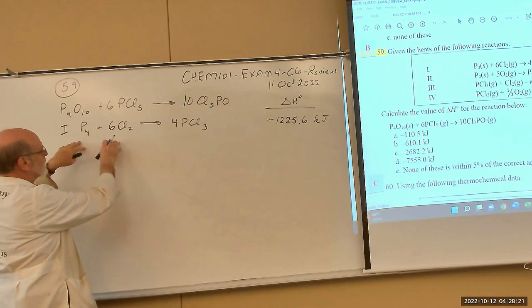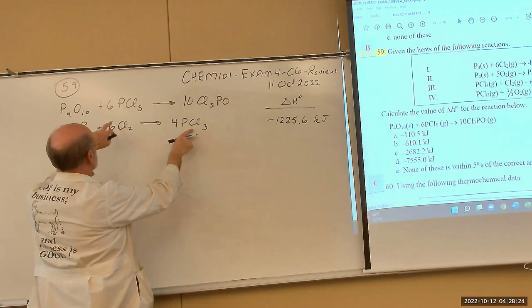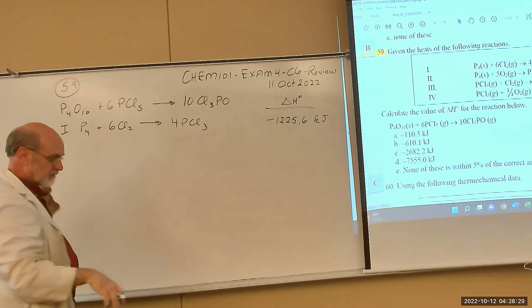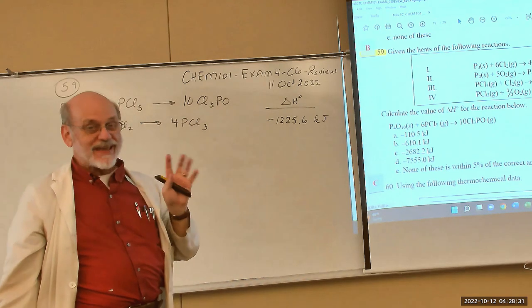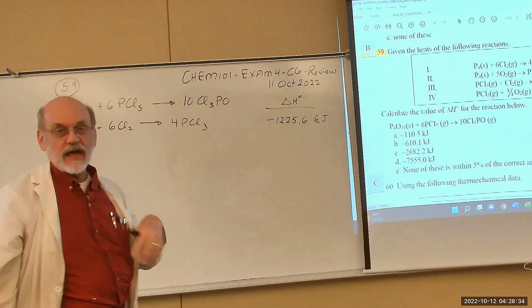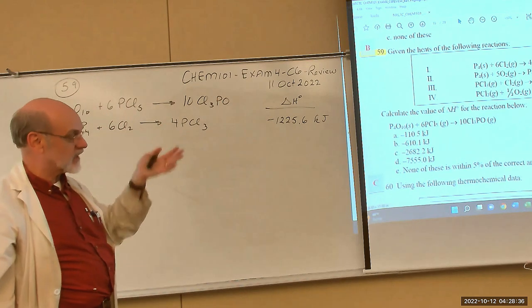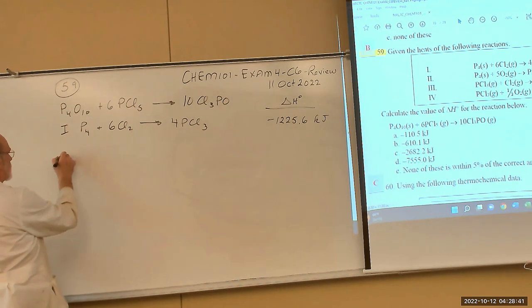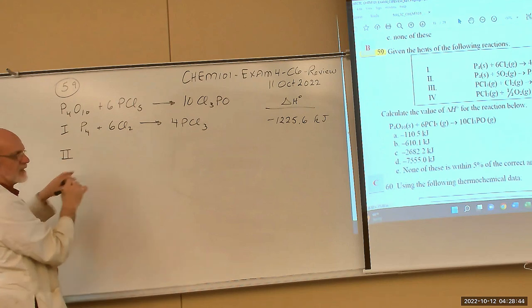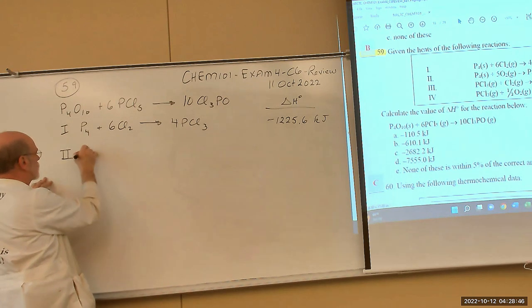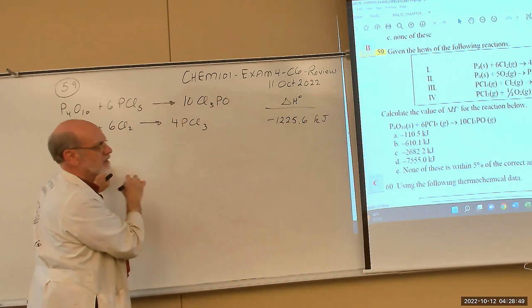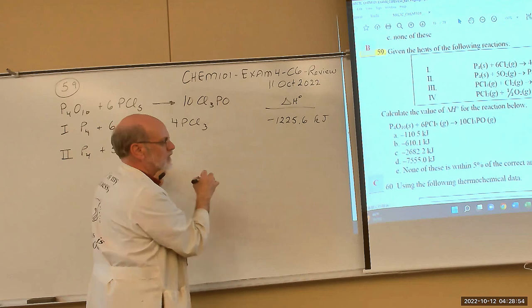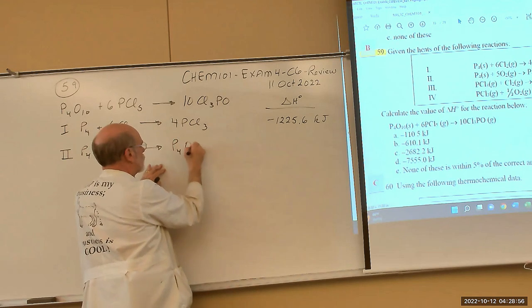Does this one have anything that we can use there? PCl3? Nope. Cl2? Nope. P4? Nope. That doesn't mean we can't use it later, but we're going to have to go to something that's actually in the equation. So how about the second one? This one is P4 plus 5O2 yields P4O10.